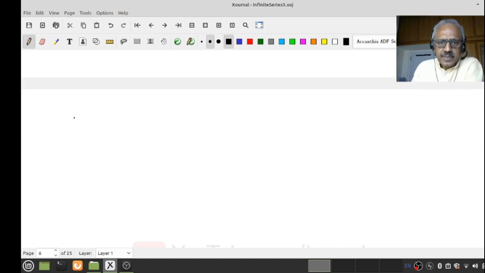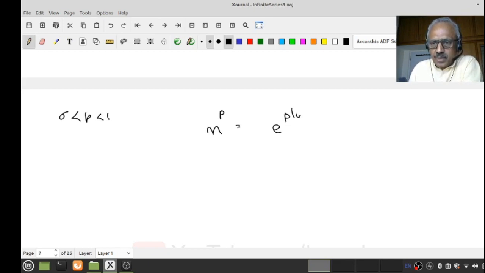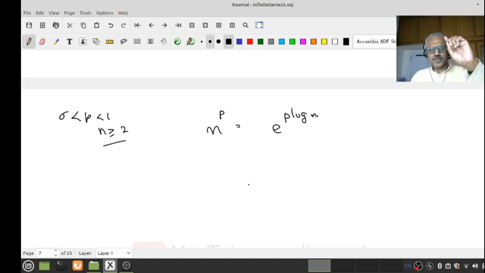Now again let us stick to p less than 1. What is the meaning of n to the power p? This is e power p log n. Let's assume n is greater than or equal to 2. For n equal to 1, 1 to the power p will again be 1, because it will be e power p log 1. Log 1 is 0, therefore it will be 1.